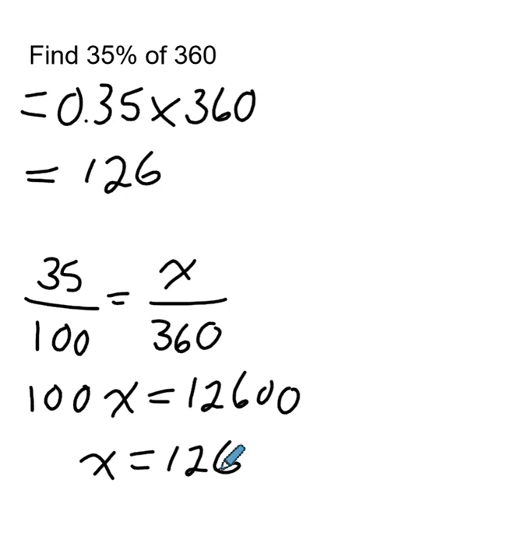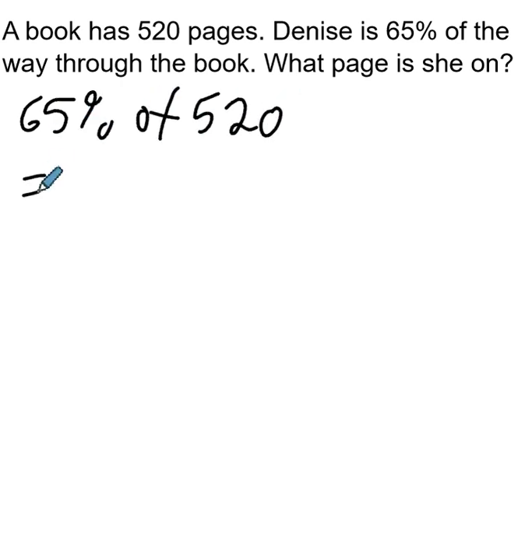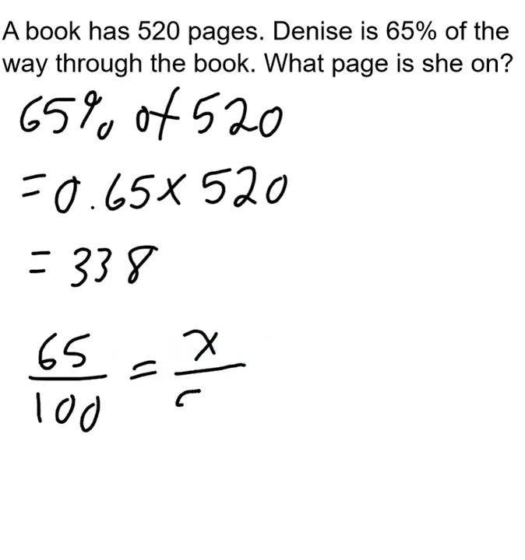So let's look at some application problems then. So a book has 520 pages. Denise is 65% of the way through. So again, this is saying 65% of 520. So that's just 0.65 times 520. And you'll get 338. Again, if you want, you could set up a proportion, 65% of the way through your book that is 520 pages long, and you could solve the proportion.